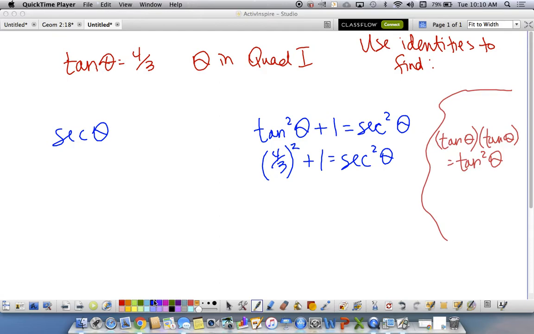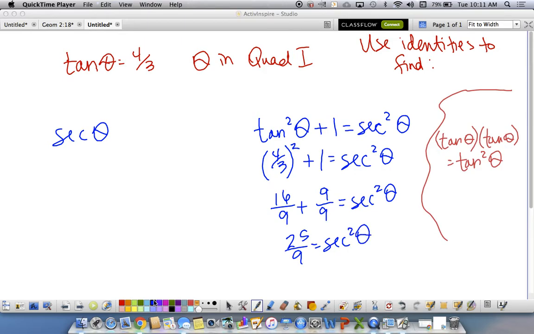16 over 9. I'm squaring the top, and I'm squaring the bottom. 16 ninths plus 1. How do we add 1? Denominator 9 over 9. 9 over 9 is 1. Common denominators. So 16 over 9 plus 9 over 9 equals secant squared theta. Do we add them together? Yes. What are we left with? 25 over 9. 25 over 9 equals secant squared theta.